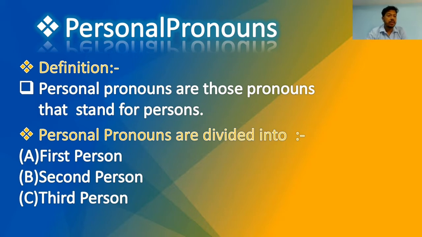So here first person, what is first person? First person is I and we. I is singular number and we is plural number. Second person, you is second person, singular you and plural also you. Third person singular number masculine gender, that is he, feminine gender she, and neuter gender, that is it. And there is one only plural form, that is they. So he, she, it, and they.